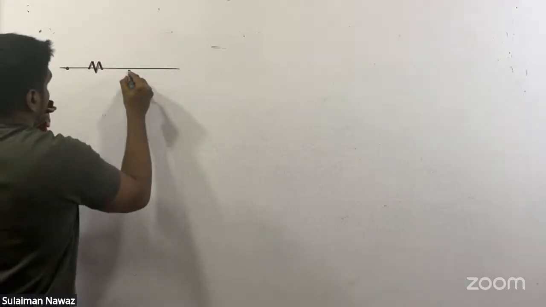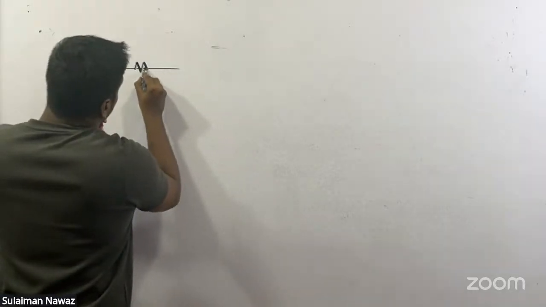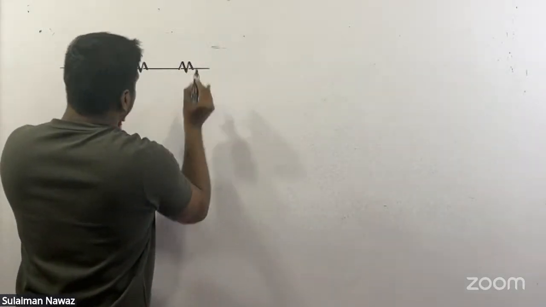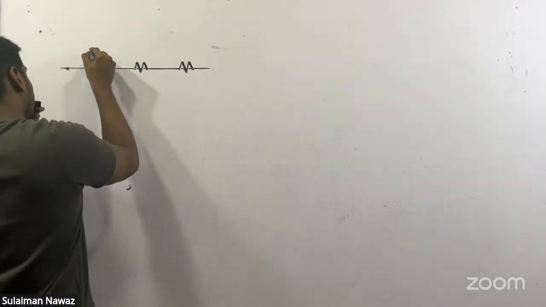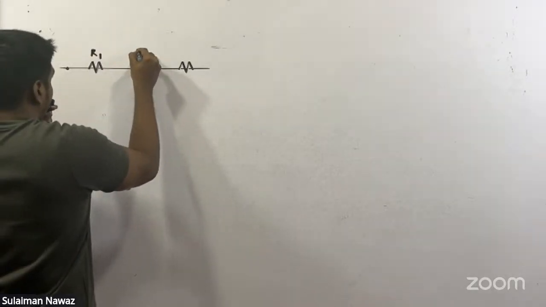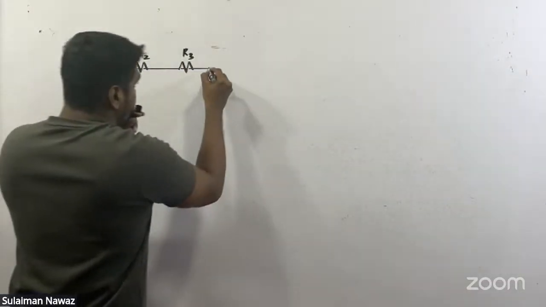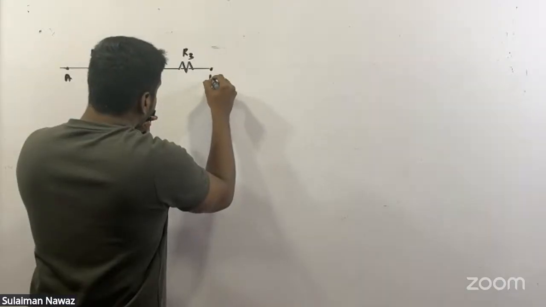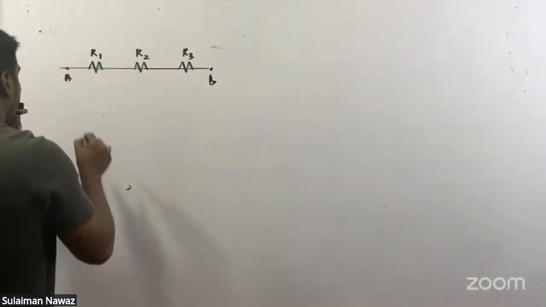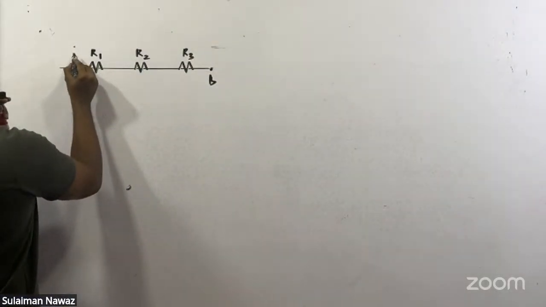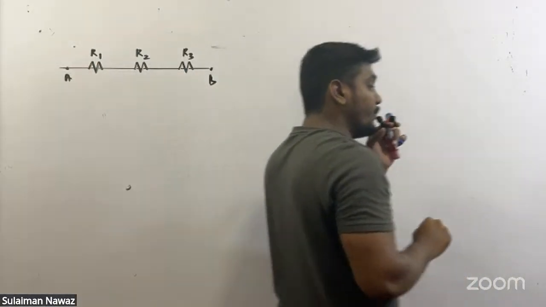Right? This one, and this one, this one. Let's say they are R1, R2, R3. This is R1, R2, R3. This terminal is terminal A, terminal B, and also this circuit includes some zero resistance wires like this.